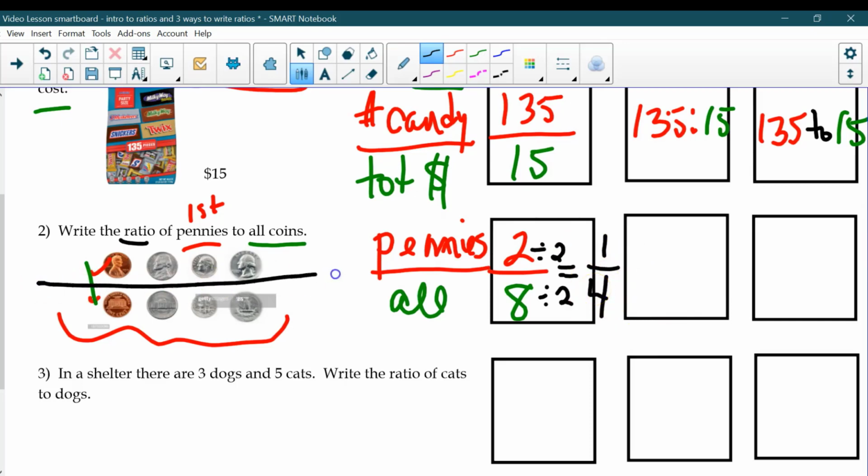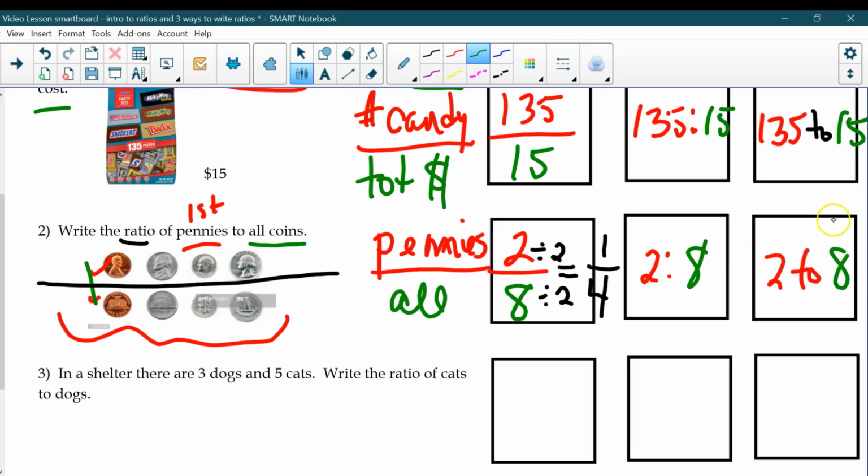I'll show you here. If we divided that in half, that would be 1 penny for every 4 coins. Just a little side note. Wanted to show you that. But let's go back and write it as a colon to what? Yep, 8. And now let's use the word "to" and then to 8.